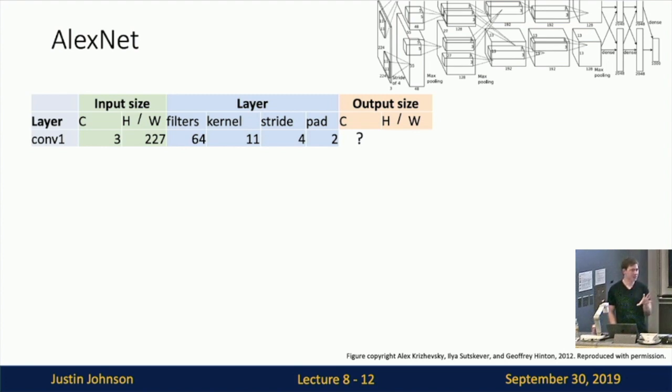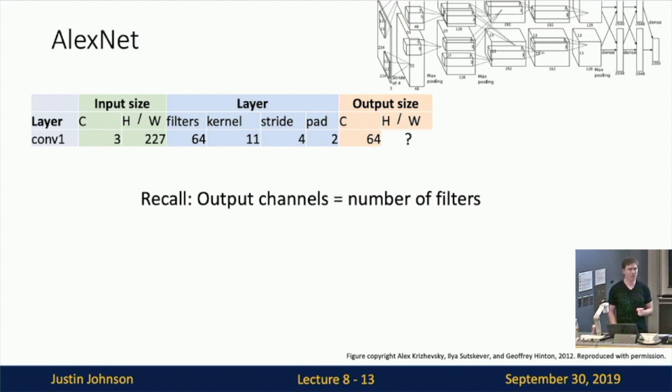So given those settings for this first convolutional layer, what is the number of channels in the output of that first convolutional layer? Yeah, it should be 64, because recall that for a convolution layer, the number of channels is always equal to the number of filters. Then the next question is, what is the output size? Here in this table, I've collapsed height and width into one column because everything is square throughout this architecture.